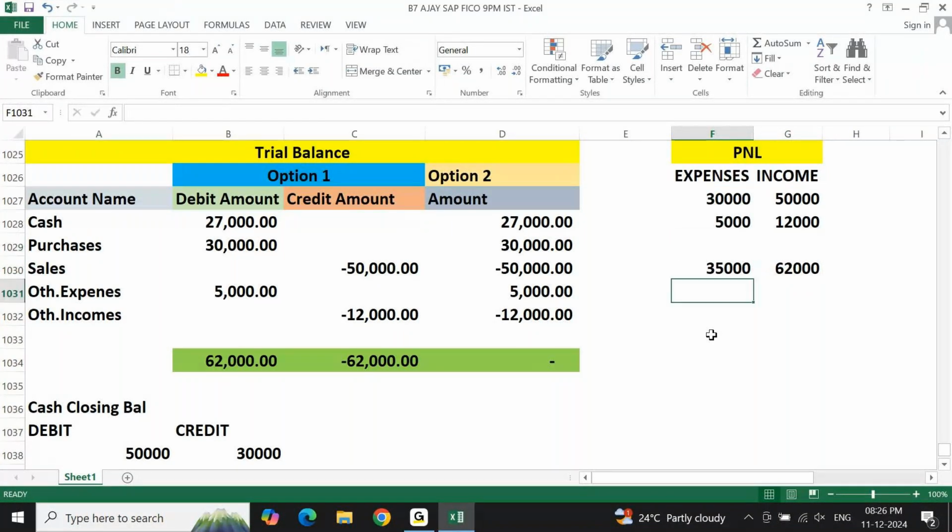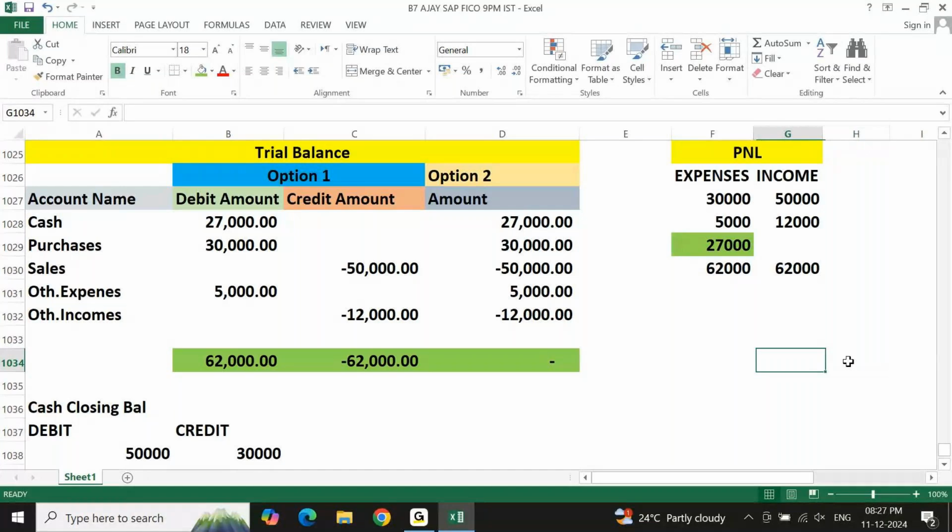62,000 minus 35,000: 27,000. Then this is becoming 0. Can I mark this profit as green so that we know it is profit? If it is a loss, I could have put it red. Since it is a profit, I am marking it as green. After this, I will give an assignment for you to make it a loss and then look at how the accounting is happening. Is this P&L clear?